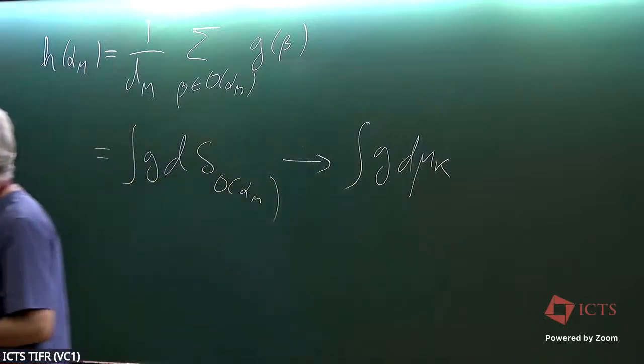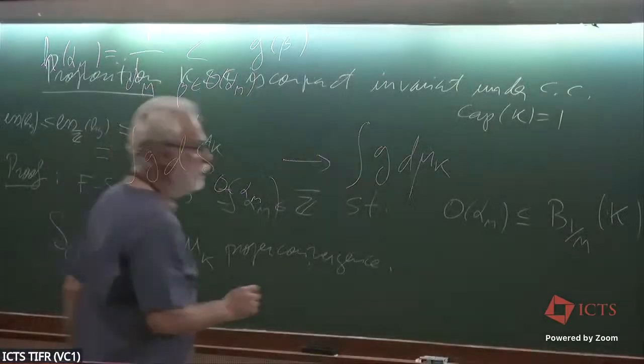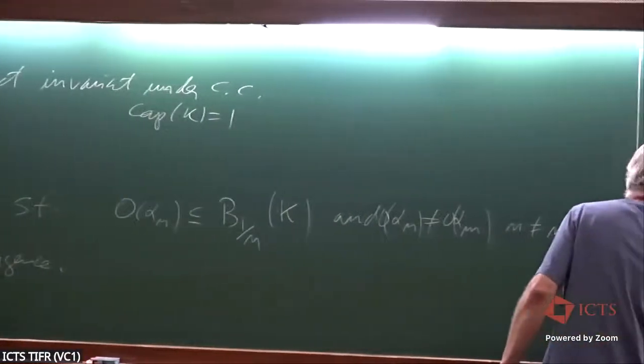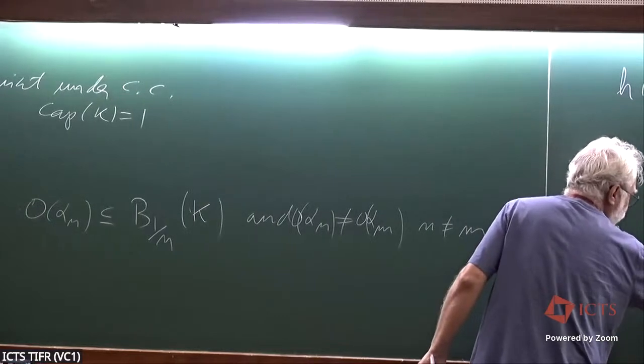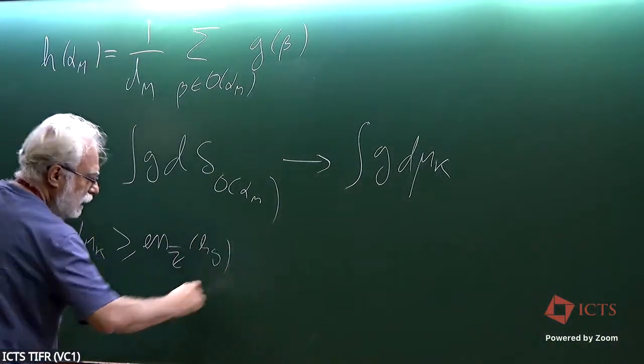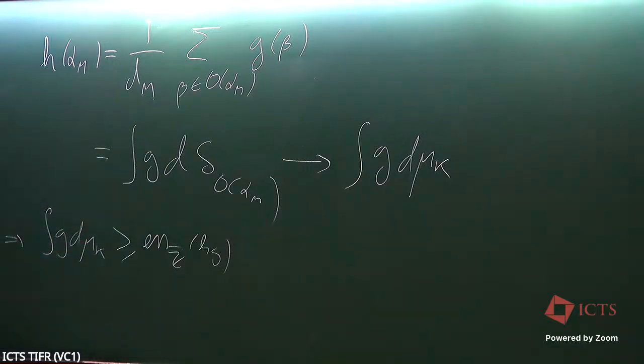But this automatically implies that the integral of g d mu K has to be bigger or equal than the essential minimum of the height Hg. Because this is a limit point, and the essential minimum is the minimal possible limit point. So we have a very nice upper bound for the essential minimum, just integrating.